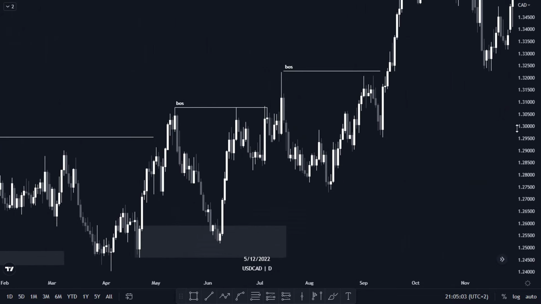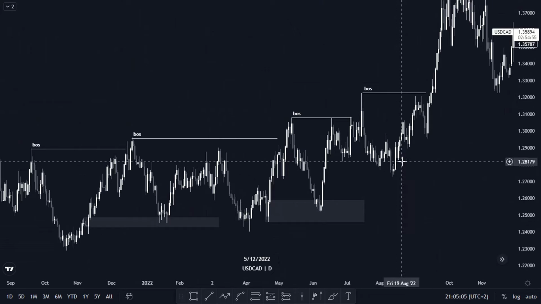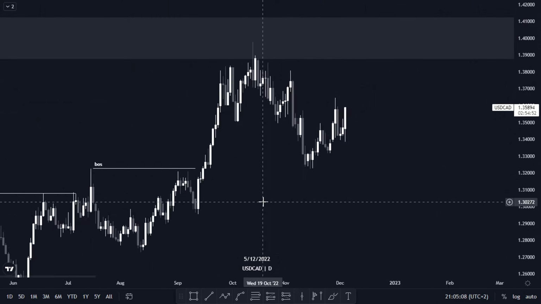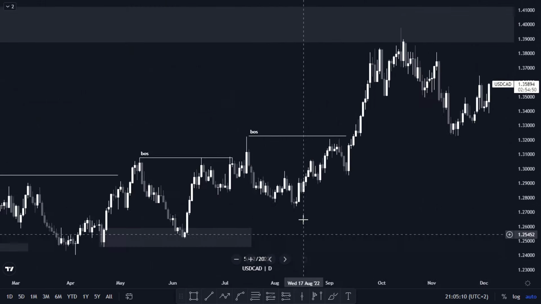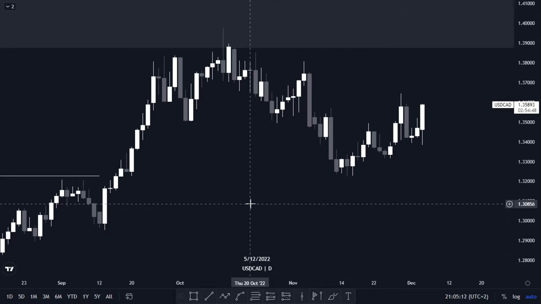Yeah, so this is the daily chart. Okay, moving to current price on the daily chart, this is what we have.